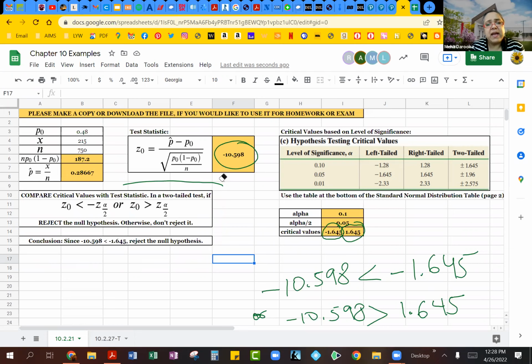Because based on that, you have to see, are you going to reject the null hypothesis or not? So obviously we know that a negative number is not going to be greater than a positive number, so we're obviously not meeting that requirement. But is negative 10 smaller than negative 1? Yeah, it is, right? Because on the negative side of the number line, as you go further left, the numbers get smaller.